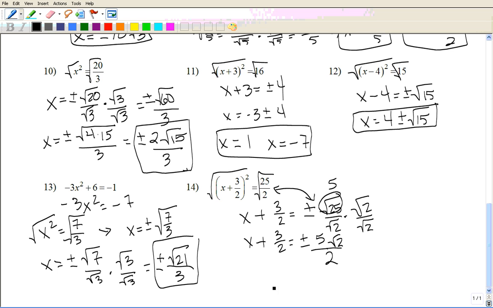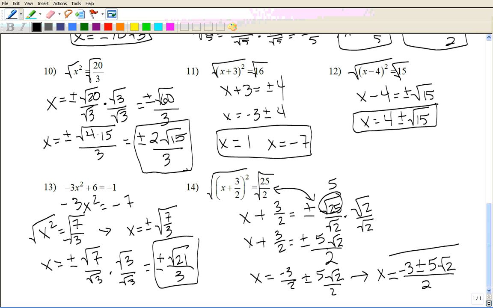So if I subtract the 3/2 from both sides, I'll get x equals negative 3 over 2 plus or minus 5 square roots of 2 over 2. So you'll see that these have the same denominator of 2, so we can simplify it one more step. Since the denominators are equal, I'm going to put it all over 2, and on my numerator I have negative 3 plus or minus 5 square roots of 2, and that's your answer.